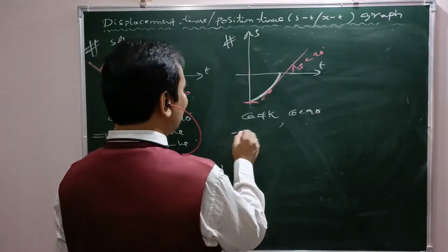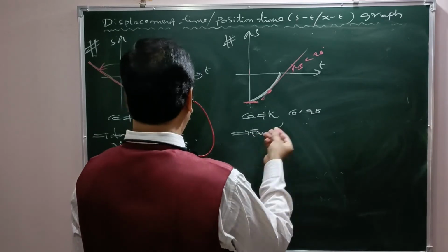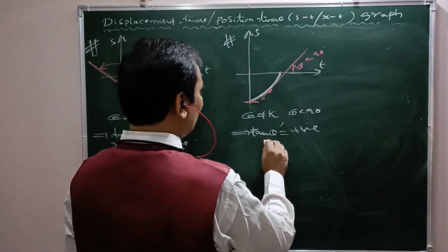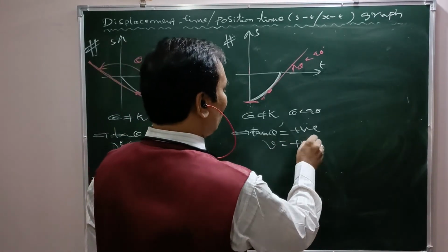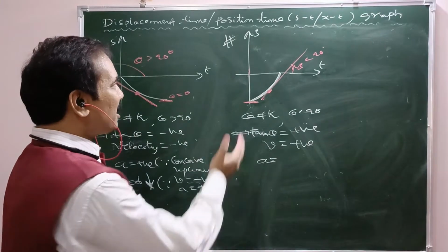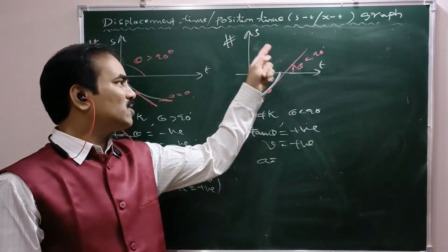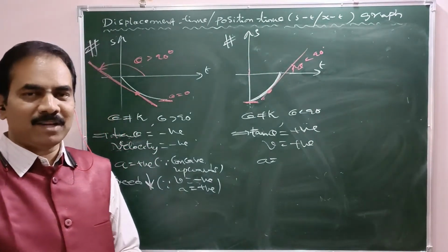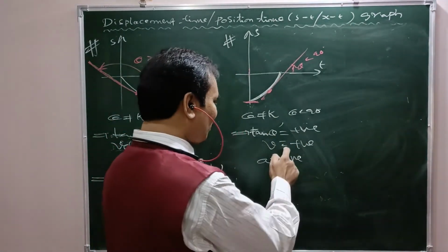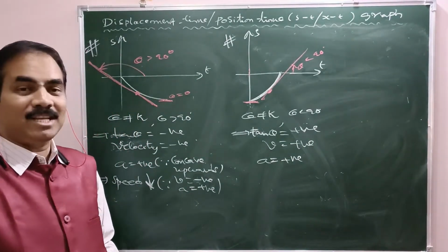Right? So this implies tan theta. What about tan theta? Tan theta is positive, which means velocity V is positive. Now what about acceleration? What is the shape of the graph here? In the case of concave upwards in displacement versus time, the shape is concave upwards, so acceleration is positive. Both have the same sign, both are positive, which means the speed is increasing.